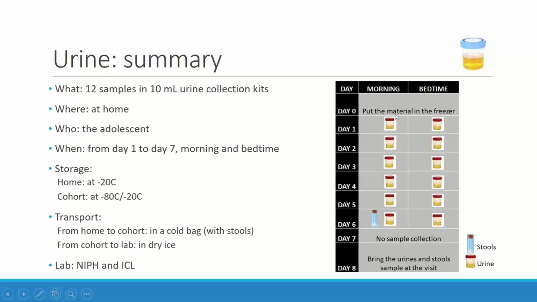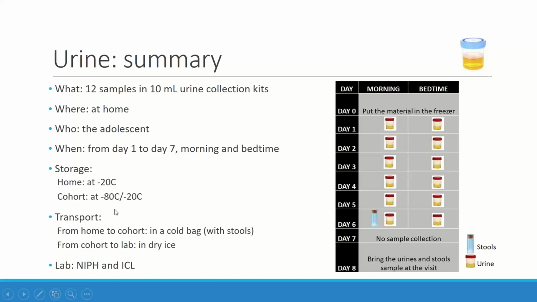And for each day, we want to collect 2 samples, one in the morning, the first one of the day, and the second sample is the one before bedtime. Okay, so in total, this will be 12 samples. Once collected, these samples will be stored at home at -20, so in the freezer, more or less -20. And when they arrive to the cohort, they will be stored at -20 or -80. We will discuss it later.